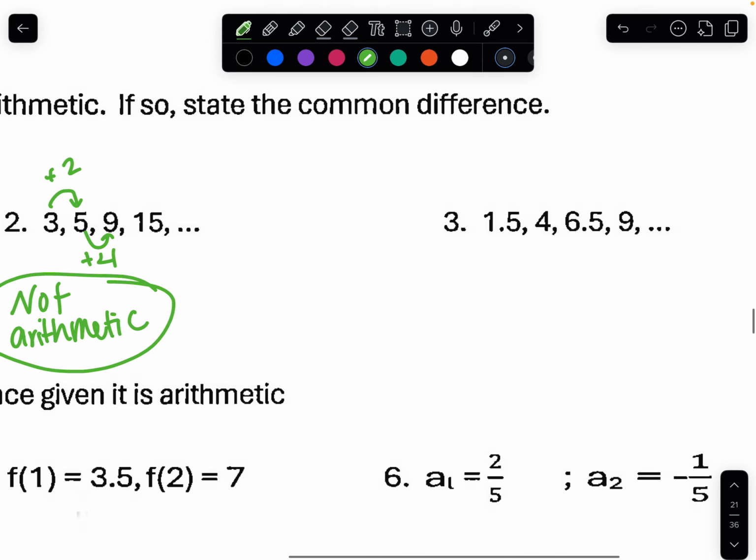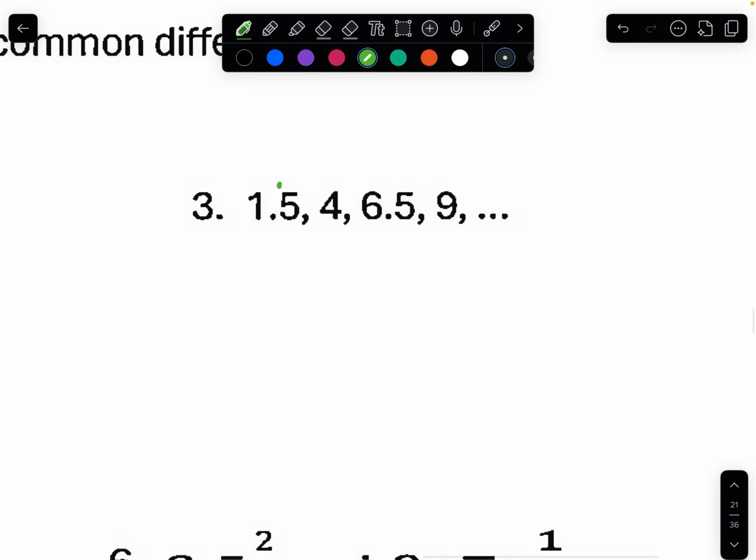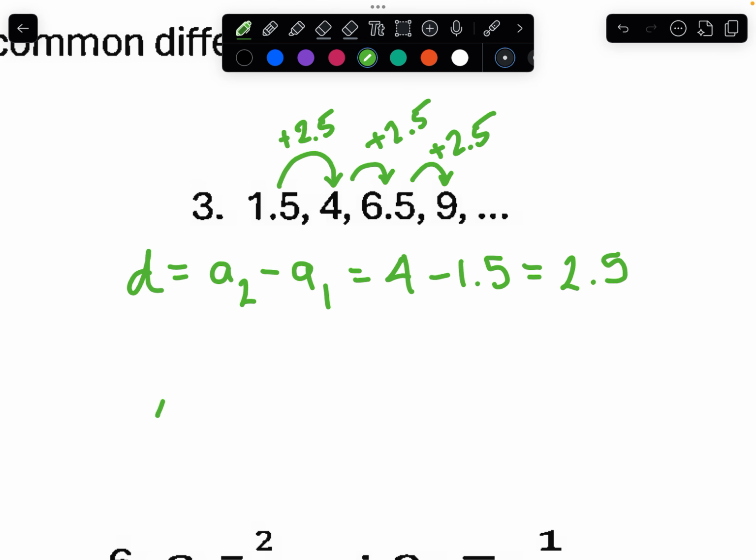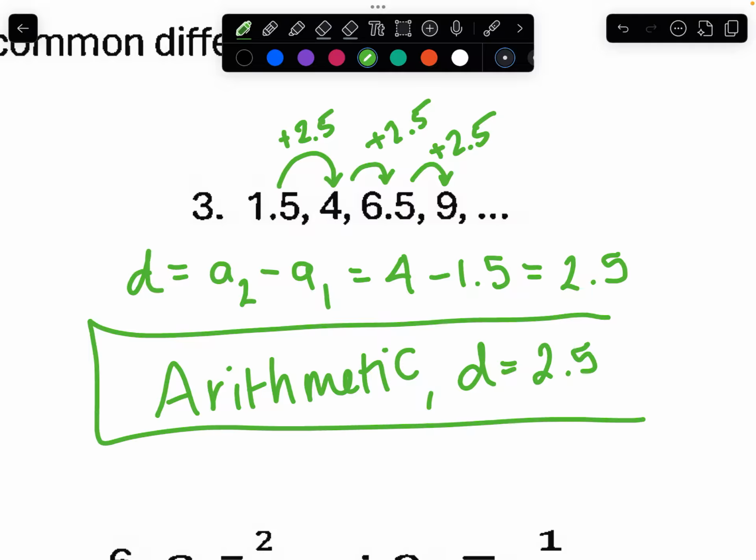So let's look at number 3. To figure out if it's arithmetic, this one might be a little bit difficult. Again, you always have a sub 2 minus a sub 1 to find your common difference. So 4 minus 1.5 is 2.5, and so our common difference we're thinking is 2.5. Does that pattern keep happening? Yes. If it does, that means it is an arithmetic sequence, and our common difference is 2.5.